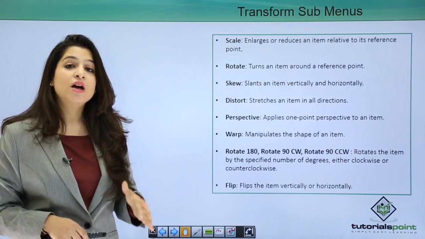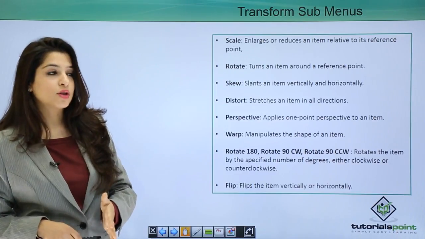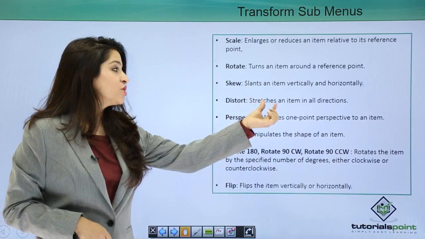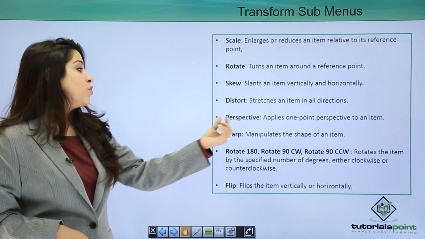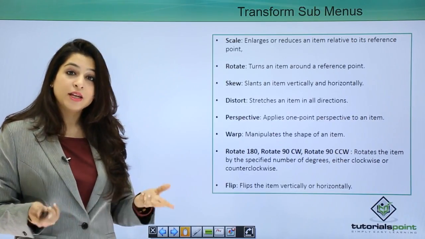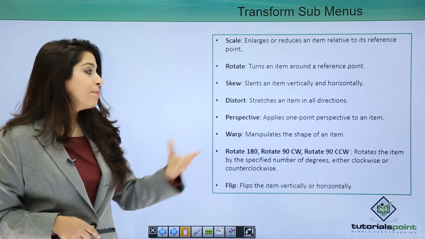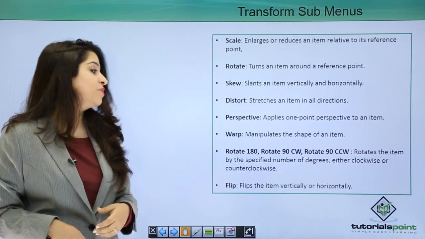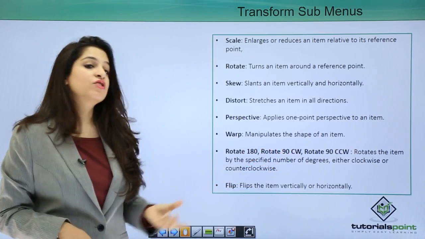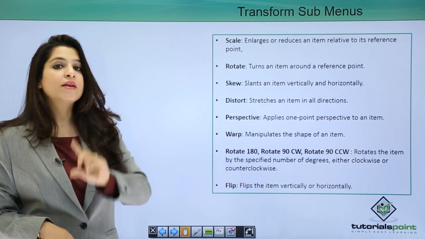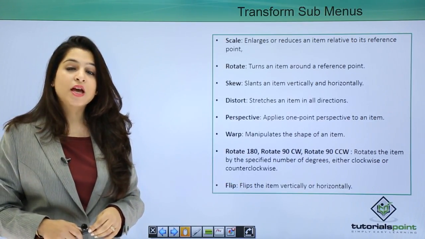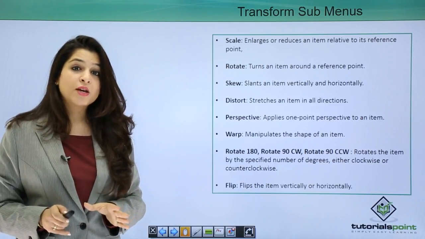We can also skew. Skew means when you slant an object vertically or horizontally. We also have the option of distort, which is where you stretch an item in all directions. We have perspective, so basically you apply perspective at any point. You can warp. Warp means you're manipulating the shape of that item. You can also rotate it 180 degrees, 90 degrees clockwise or counterclockwise, and you can also flip the item vertically and horizontally. So I think I have explained enough.